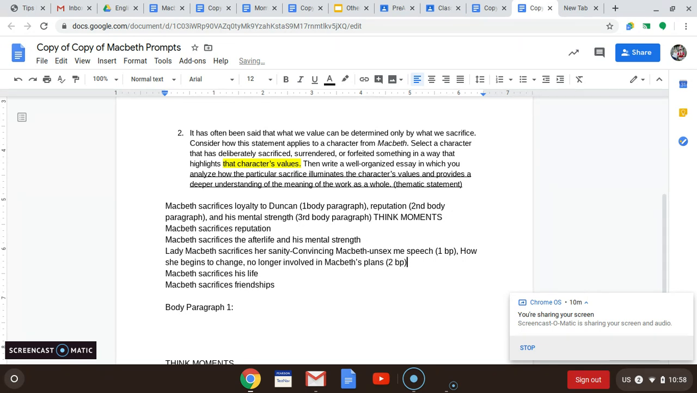And then the third body paragraph would be her mental breakdown. Act 5. How she sleepwalks, what she says as she sleepwalks, and how that all reflects what she valued. She valued too much the power behind the crown, and then it became something that destroyed her life.